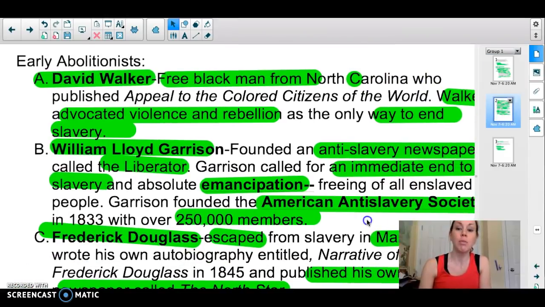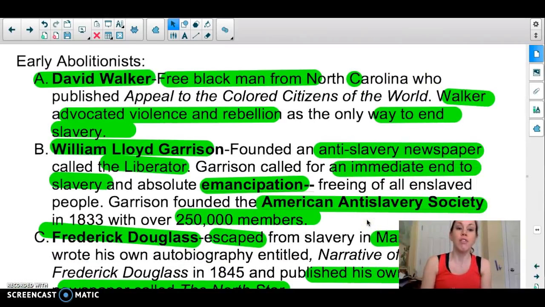Okay, so now we're going to talk about early abolitionists. First is David Walker, a free black man from North Carolina. Make sure you know he's from North Carolina. Walker's going to publish a book, Appeal to the Colored Citizens of the World. He does advocate violence and rebellion as a way to end slavery. So basically he's advocating that slaves rise up and kill their masters and fight for their freedom physically.